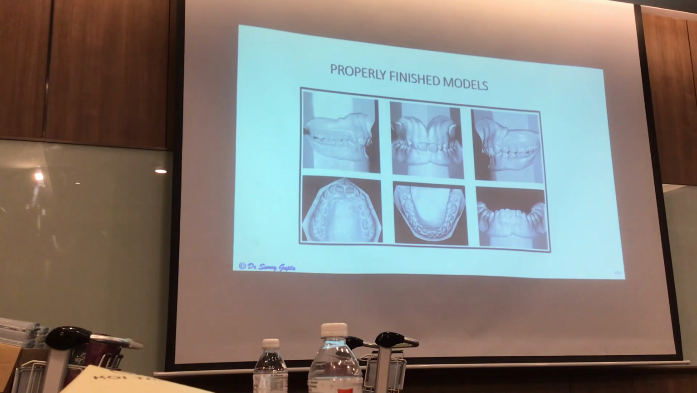And if you take a good set of photographs, why do we need models? Because it's a 3D representation of your occlusion. You can see the occlusion from all the sides, especially from the back, so that you can see the relationship of incisor occlusion, which you cannot see from the front, isn't it? But if you take a good set of photographs, you will get a good amount of information from those.